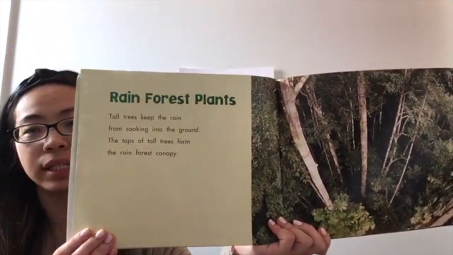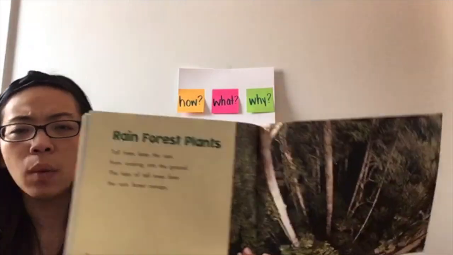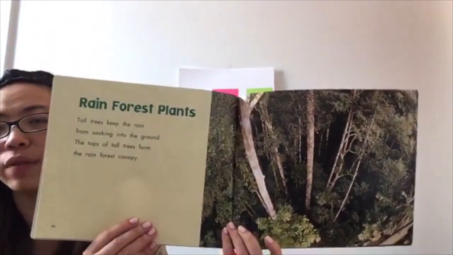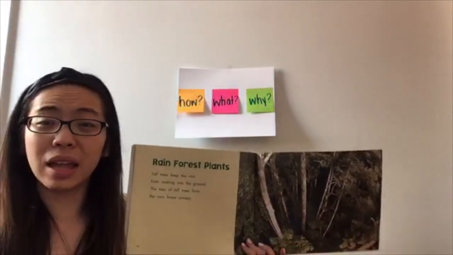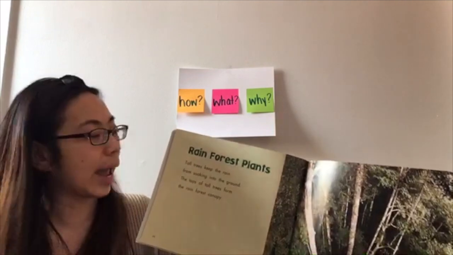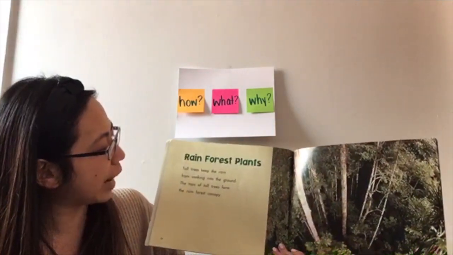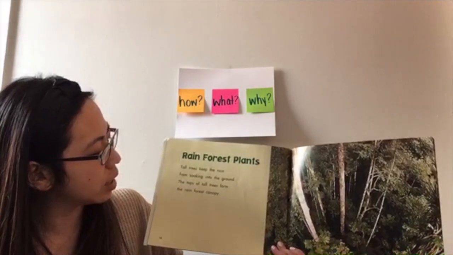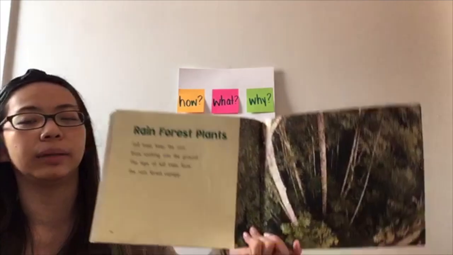Rainforest plants. Before I start reading, I want you to think, what might you learn in this part of the book? Maybe you'll learn about the different types of plants that are in rainforests. I'm going to get started reading. Tall trees keep the rain from soaking into the ground. The tops of tall trees form the rainforest canopy.